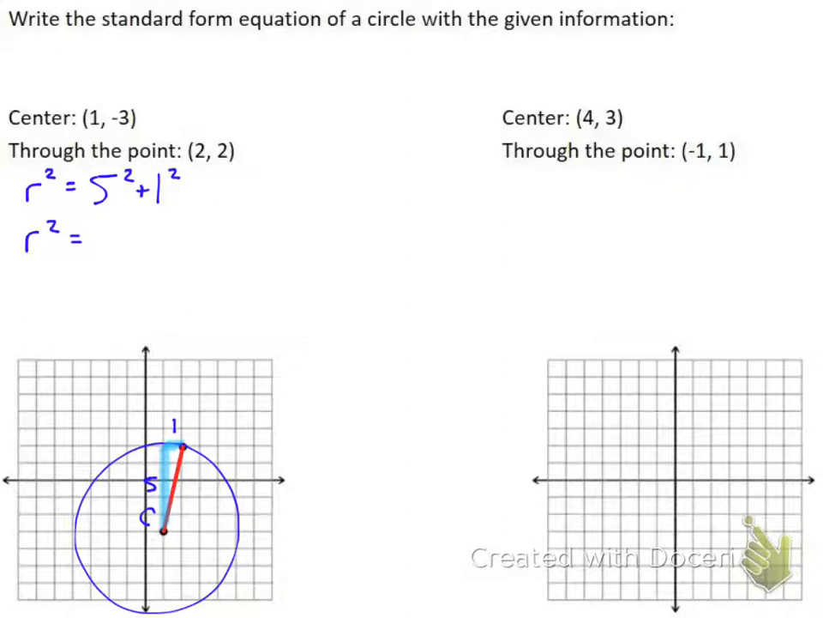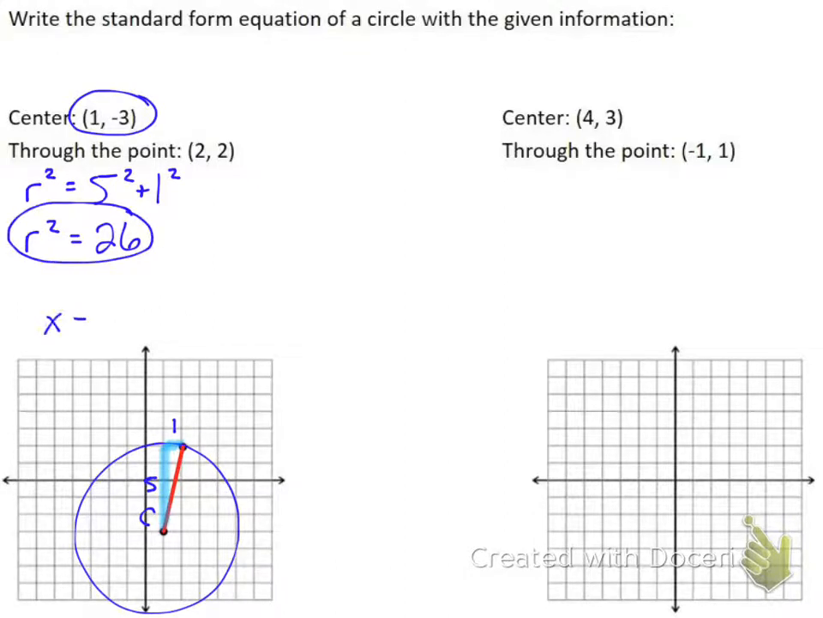So r squared is equal to 5 squared is 25, 1 squared is 1, so it's going to be 26. I could take the square root of both sides and that would give me 5 point something. But since the right-hand side of my equation for a circle is r squared, I know that's going to be 26. So I can write my standard form. I'm going to use my center and then my radius.